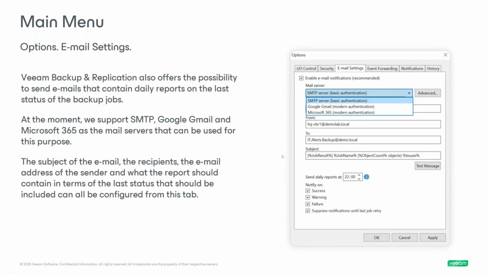The email setting tab will allow you to specify the SMTP, the mail server that you want to use to receive notification. You can specify the type of notification that you will be getting. So if you just want to get notification on success, you'll be able to do that. You can check a box, and you have a couple of other options: warning, failure, or suppress notification until last job retry.